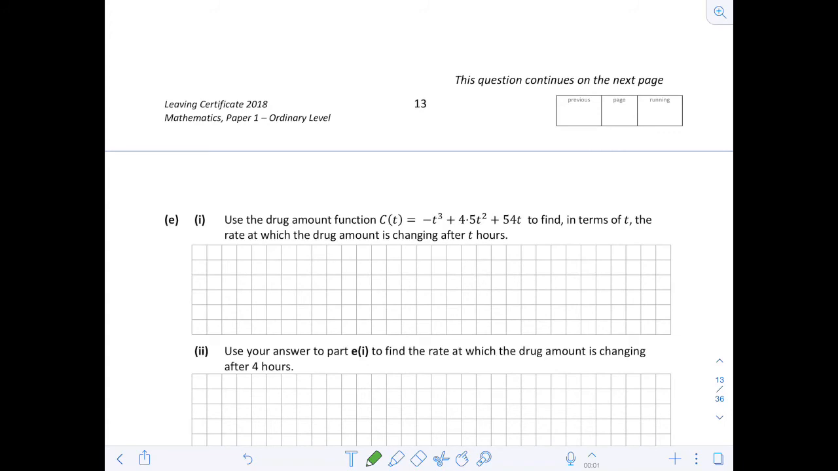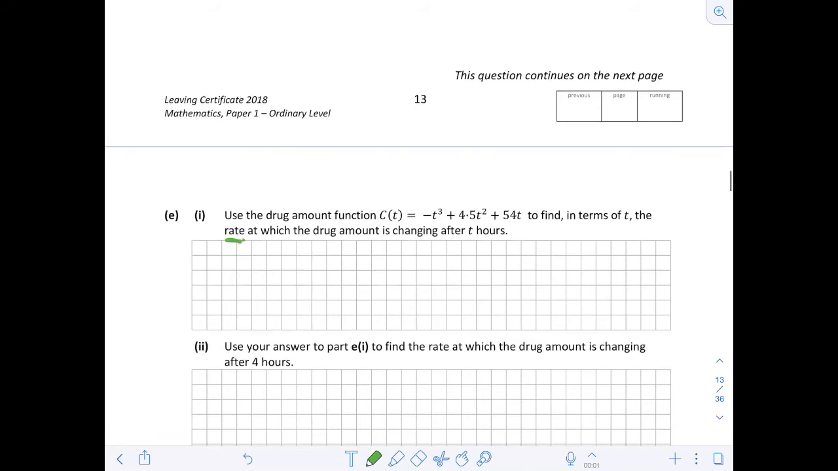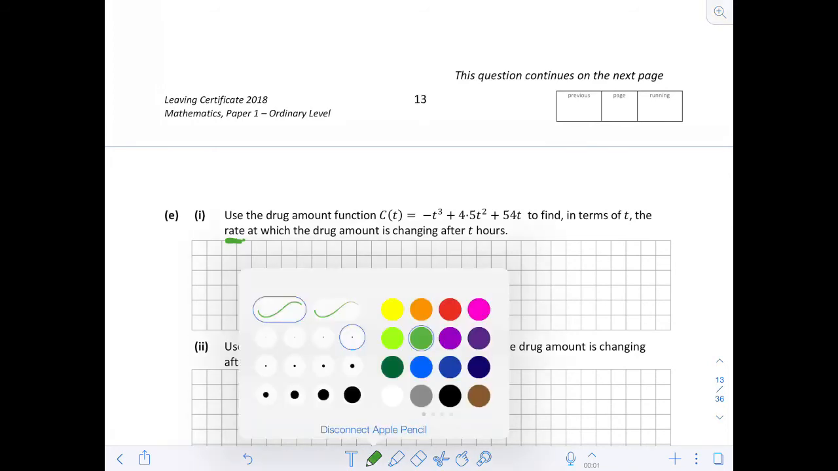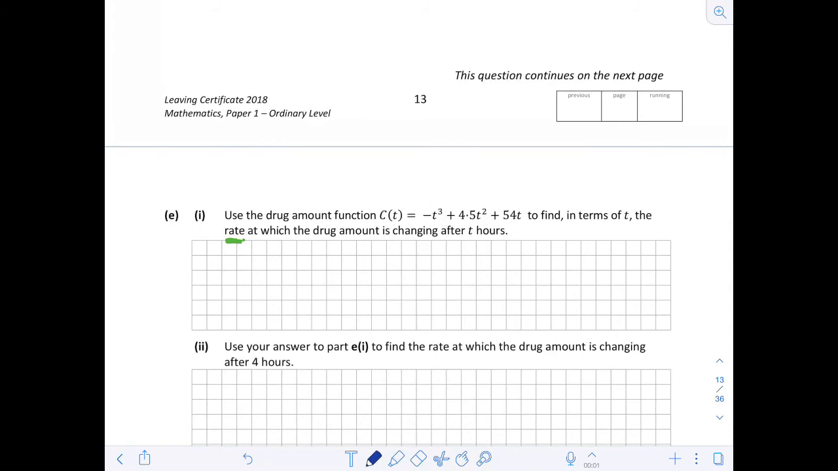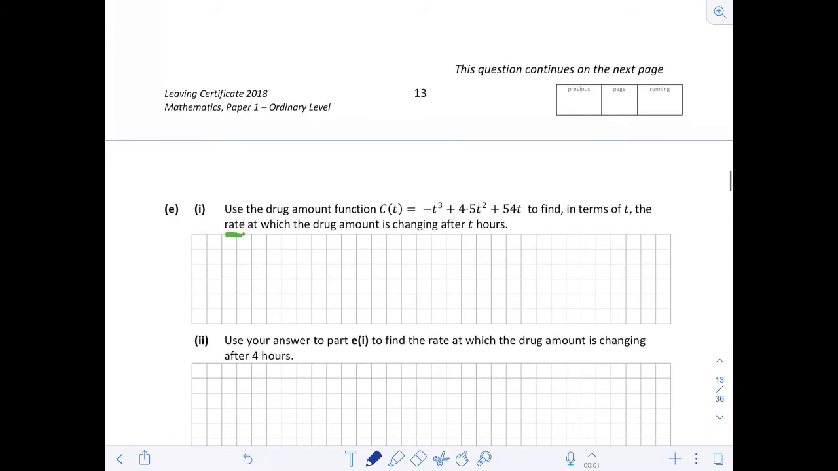Use the drug amount function to find, in terms of T, the rate at which the drug amount is changing after T hours. The keyword in there, guys, is the rate. So we're in a functions question, and we probably will be asked to differentiate. This is the code word that says differentiate. Rates of change is all about calculus, differentiating. So let's differentiate our function.